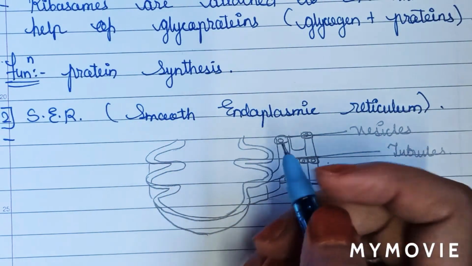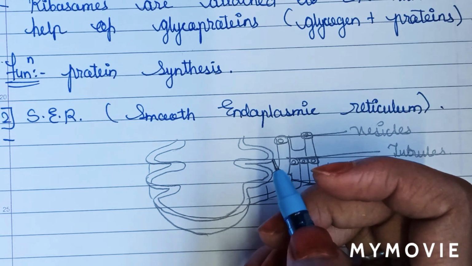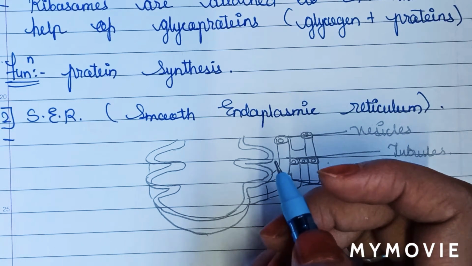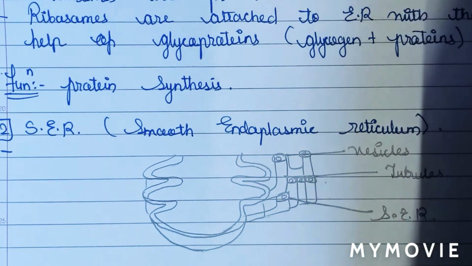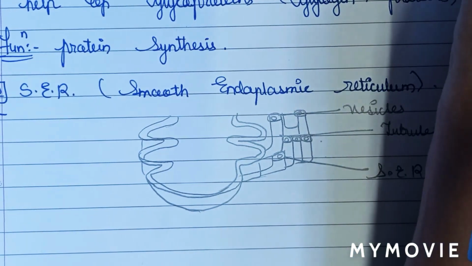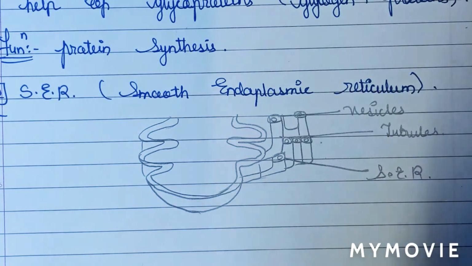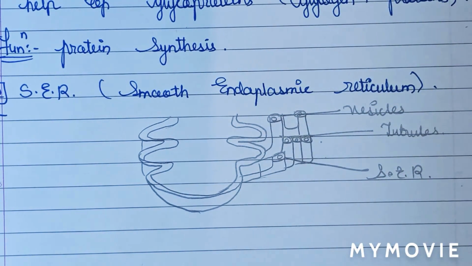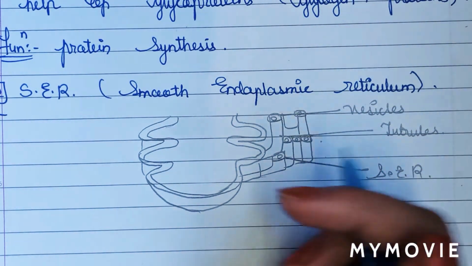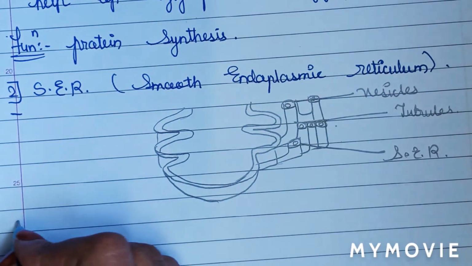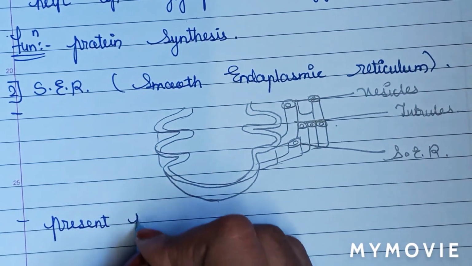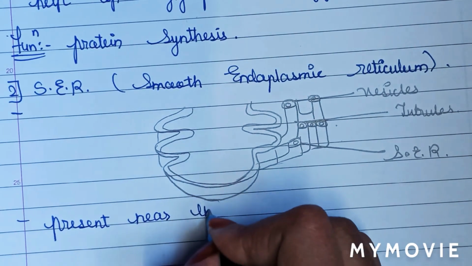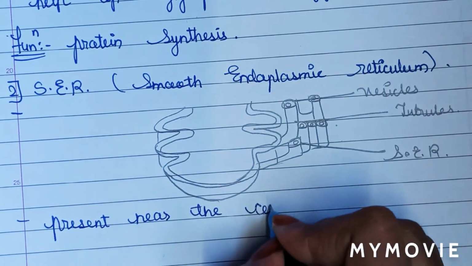Now, we will write the points. This smooth endoplasmic reticulum is present near the cell membrane. As we have seen, rough endoplasmic reticulum is present near the nuclear membrane or the nucleus, while this smooth endoplasmic reticulum is present near the cell membrane.